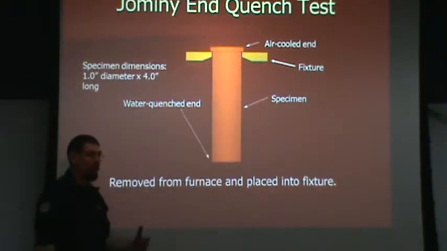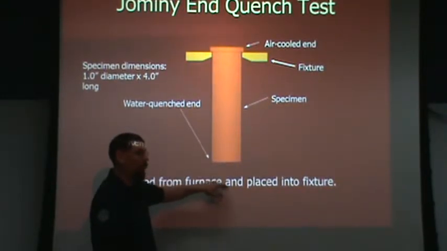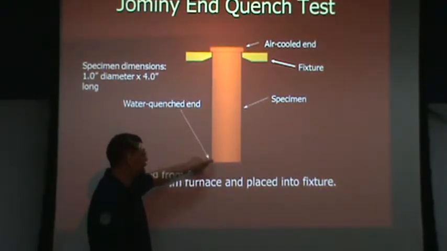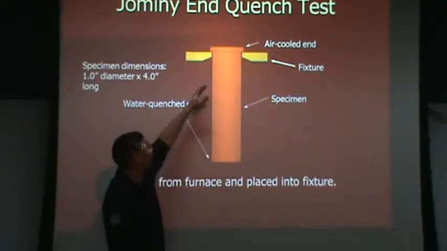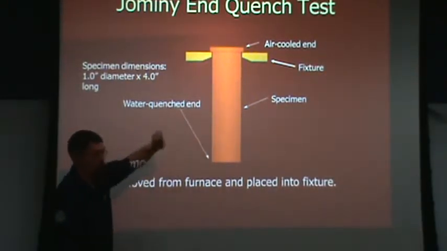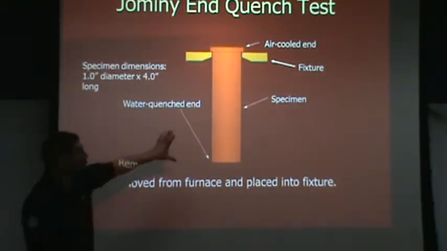And the reason for that is it allows you to extract the heat primarily from the end. And what that does then is it gives you varying cooling rates. If you're close to the quenched end, you have a fast cooling rate. If you're back here, you have a slow cooling rate. And so we're able to get a wide variety of cooling rates in one specimen.